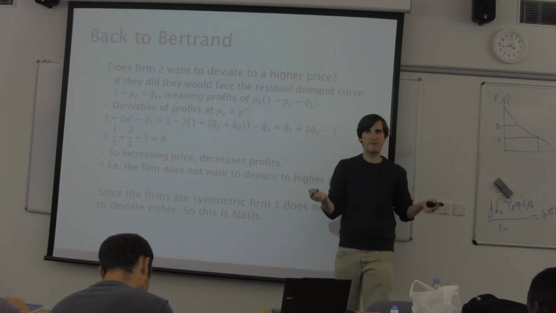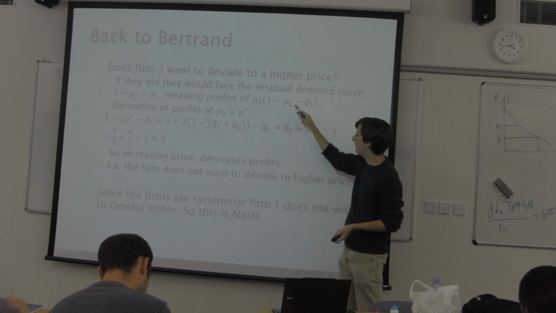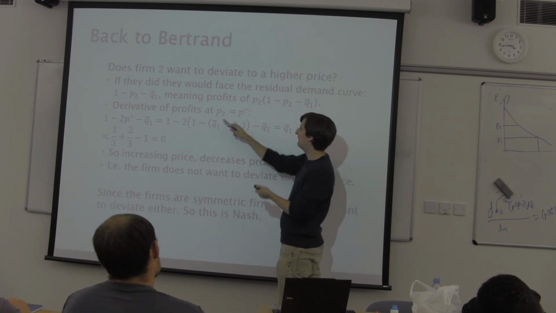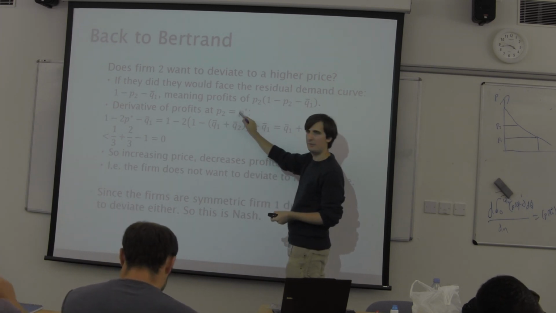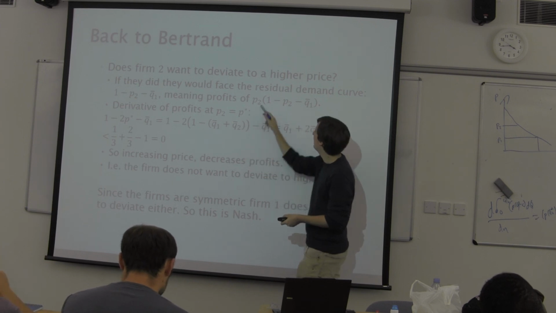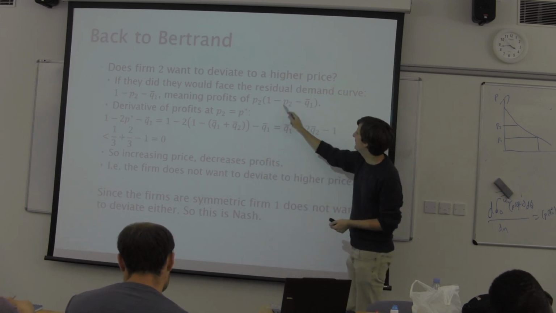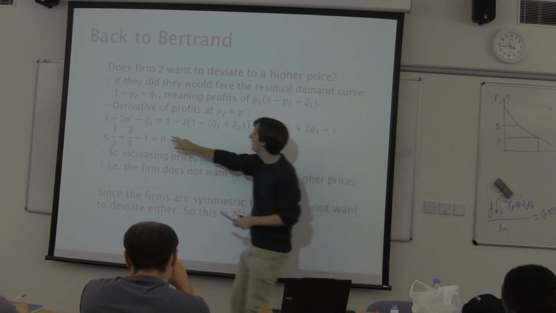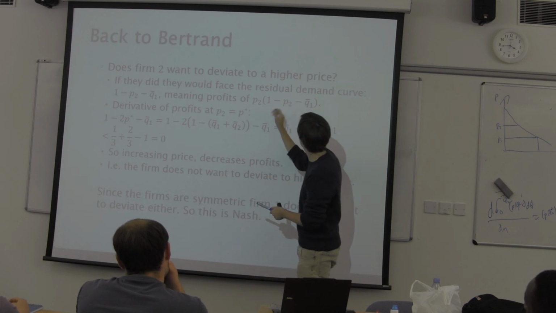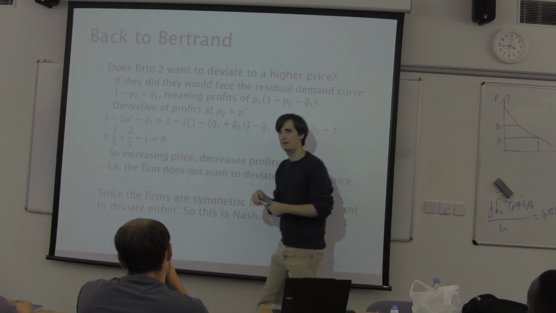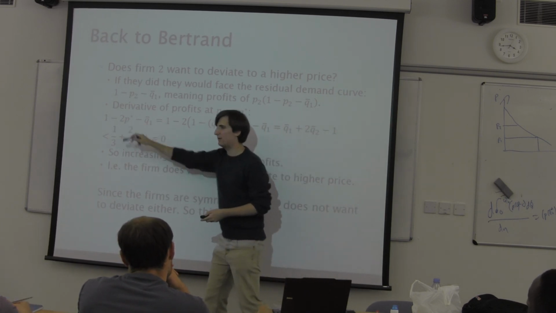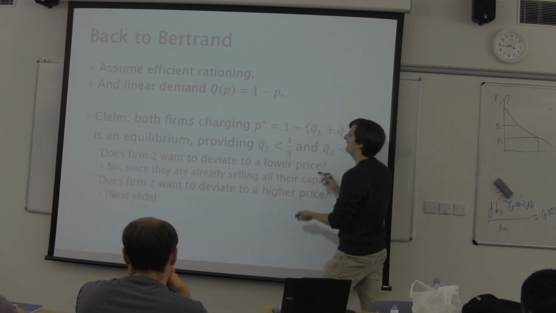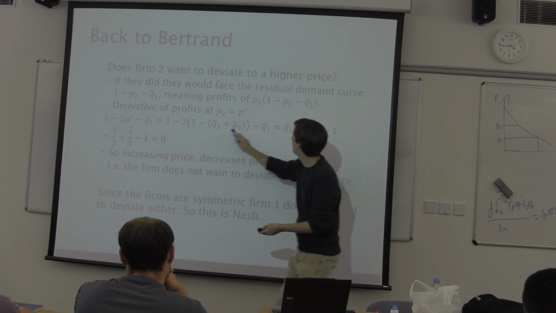So what are their profits going to be? We said marginal cost was 0 here. So profits are just price times quantity. And let's look at the derivative of profits at this optimum price. Here's profits. The derivative of profits with respect to P2 is going to be 1 minus 2 times P2 minus Q1 bar. Let's evaluate that at the price we said was the optimum. We're just substituting that in for P2.